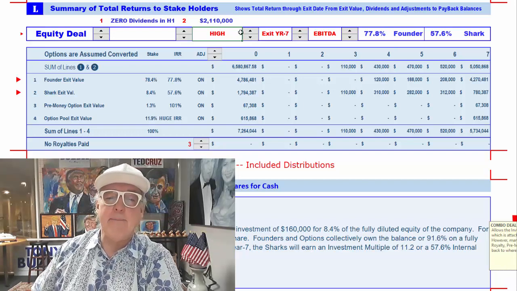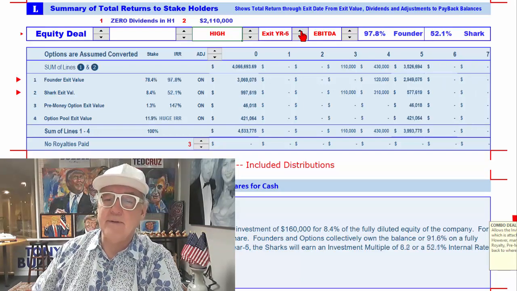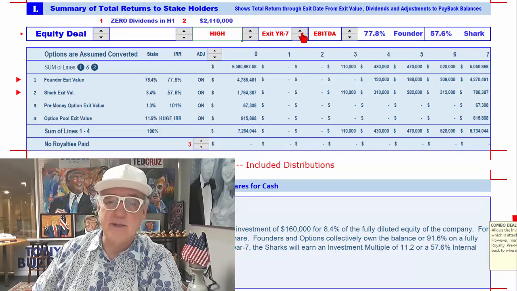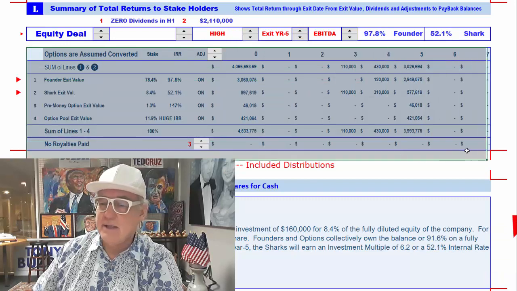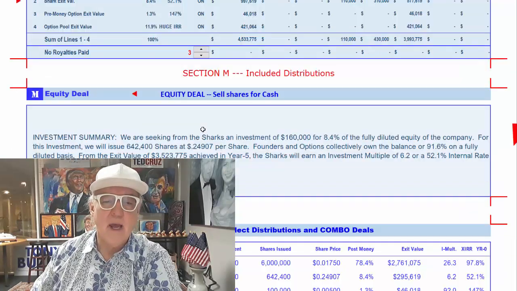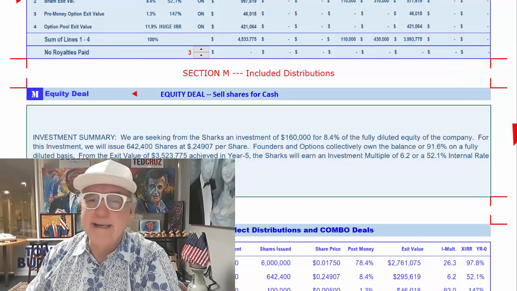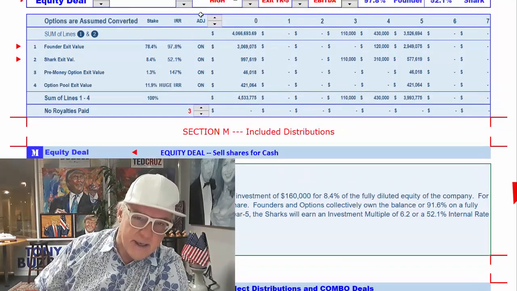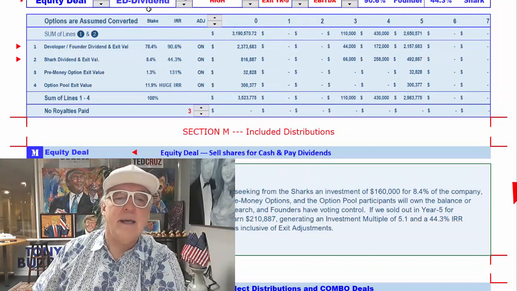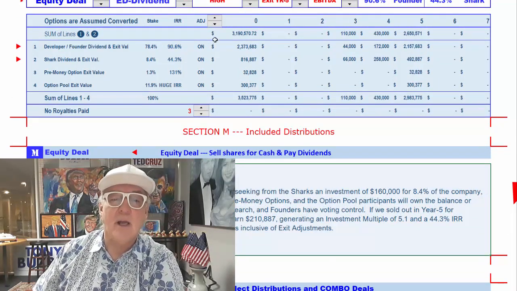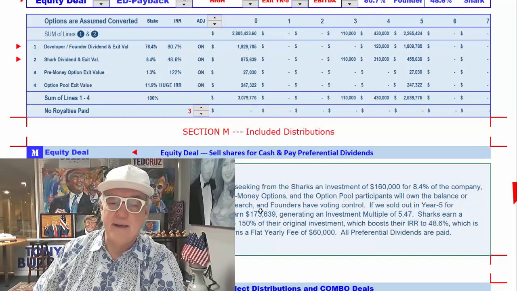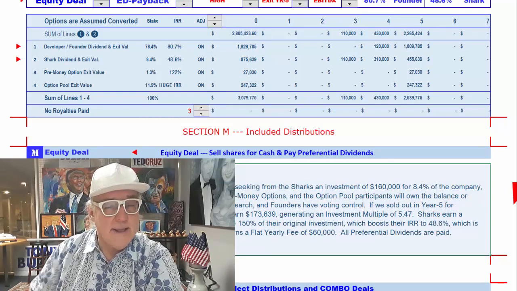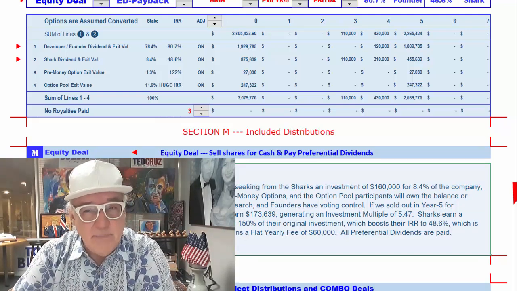All right, and then of course, you can see what happens in the various years. I like watching this. This is a little fun to play with. A lot of information in this concentrated section right here. It's great to watch. Okay, you know that we all have the equity deal. Well, watch what happens when we turn it into an ED dividend. You see it all changed. And a payback dividend.